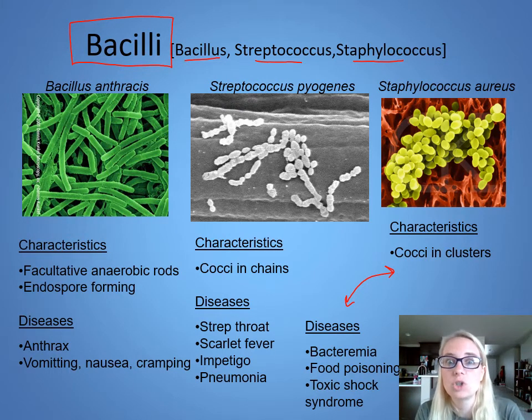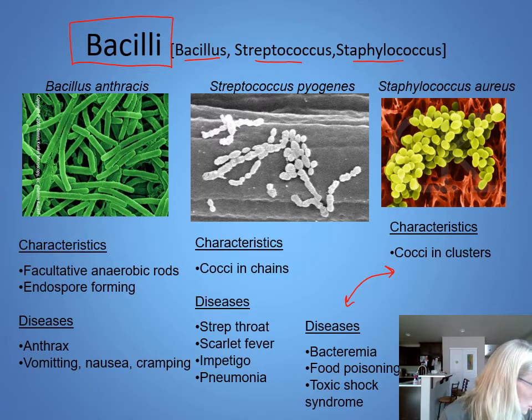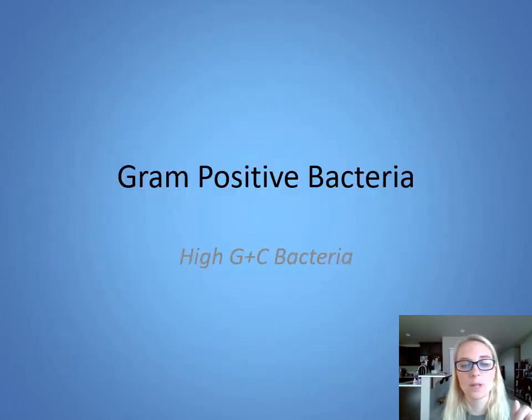The last genus in this larger group of bacilli is called Staphylococcus, which is cocci in clusters. We have Staphylococcus aureus as an example. It can cause bacteremia, which is bacterial infection of your blood, food poisoning, and toxic shock syndrome. Staph aureus releases toxins that cause all of these different types of infections, diseases, and poisonings. All right, so that was our gram-positive low GC: Clostridia, Bacillus, Streptococcus, and Staphylococcus. Now we're going to take a look at some more gram-positives, but in the high GC ratio.